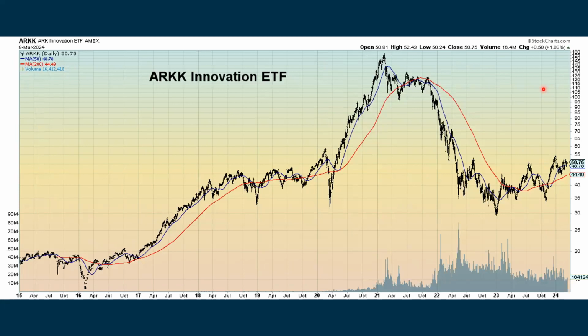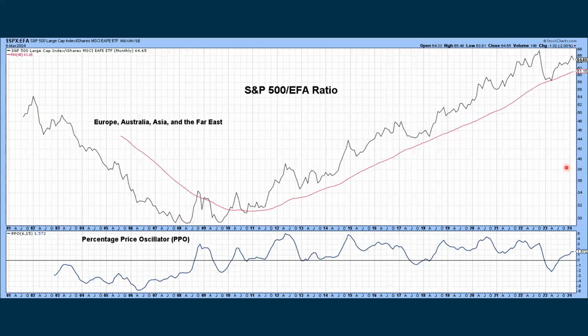ARK, which is a very popular investment, is still in a long-term uptrend, but it's not really been participating with the rest of the market lately.